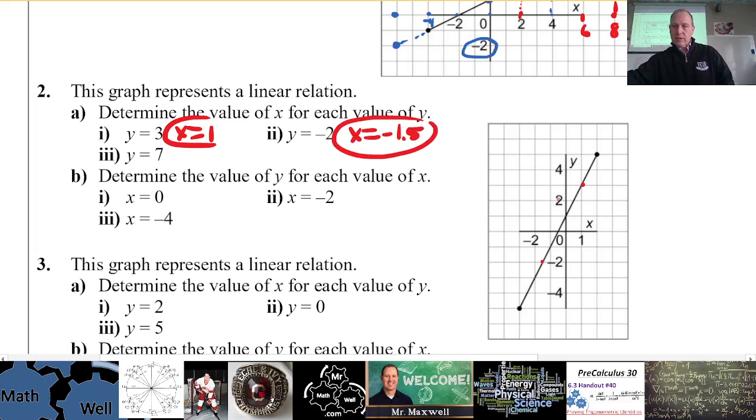And when y equals 7, ooh, I've got to extrapolate here. We're going to have, looks like 1, 2, looks like it might be 3 here. 4, 5, 6, 7. Yep. See that? So it's going to be x equals 3.